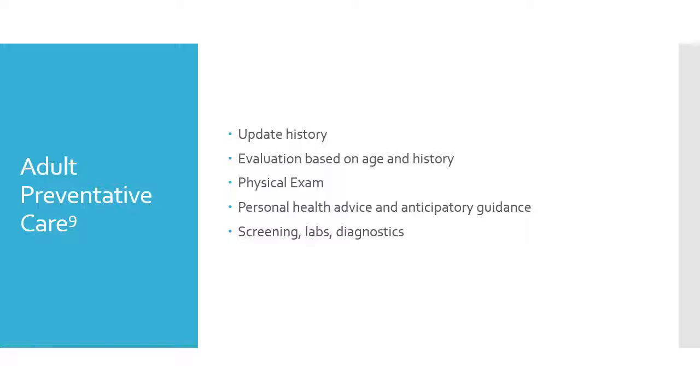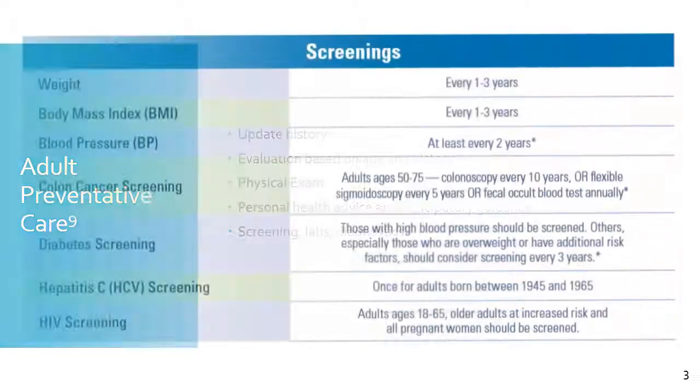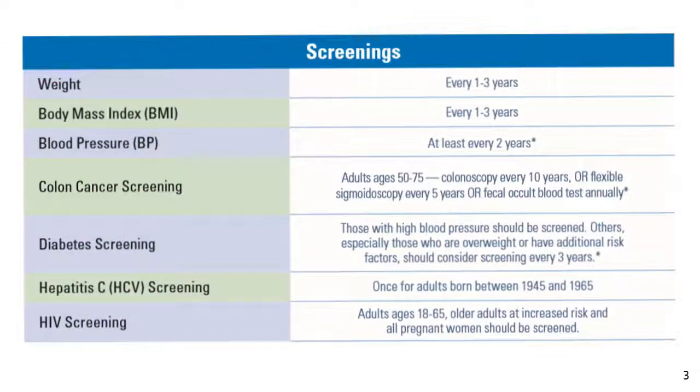So in an adult preventative care visit, you update a history, evaluate based on age and history, you do a physical exam, advice, screening, labs, diagnostics. Additional screenings would include an obesity screening, STI screening and counseling, depression screen, cholesterol screen, lung cancer, skin cancer, and a discussion about vision and dental exams.